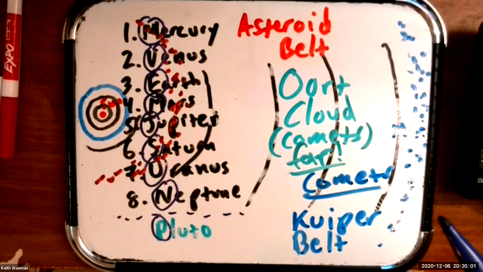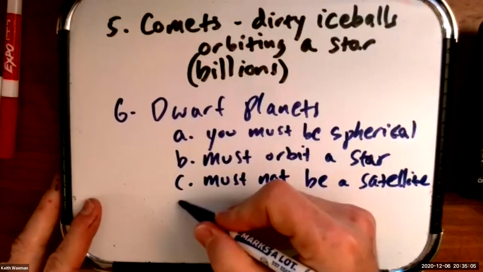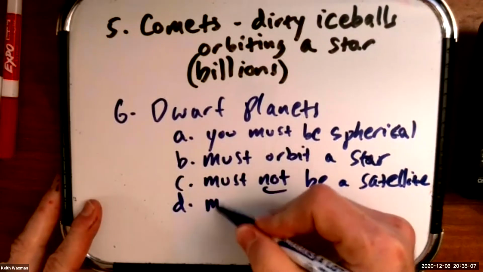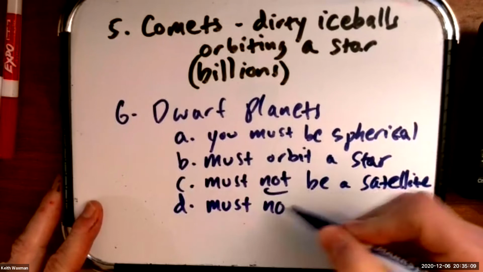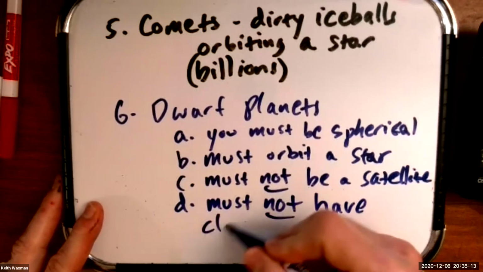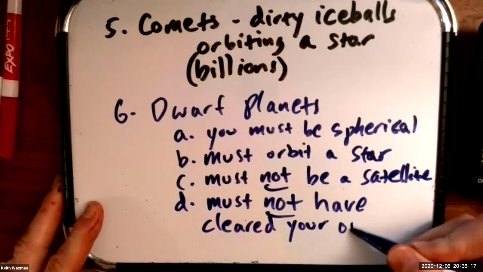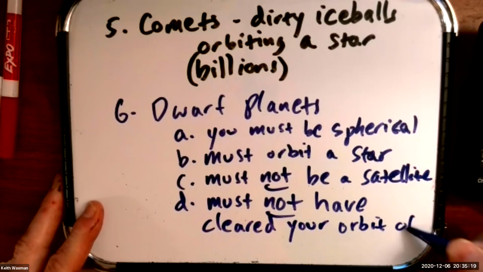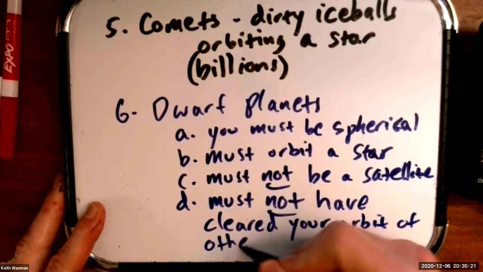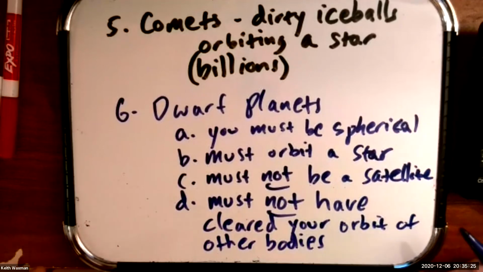And here's what they said. Here's what got Pluto. D, you must not have cleared your orbit of other bodies, which means you're orbiting around with a bunch of other things near you. It means you don't have enough mass to have enough gravity to pull in stuff.